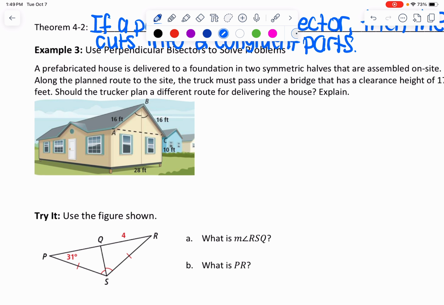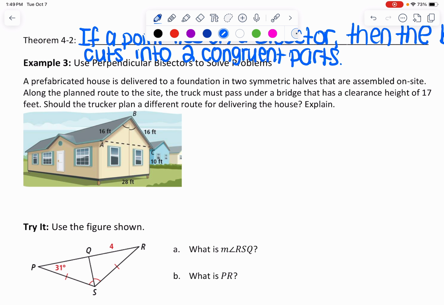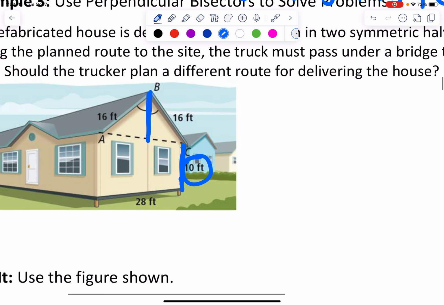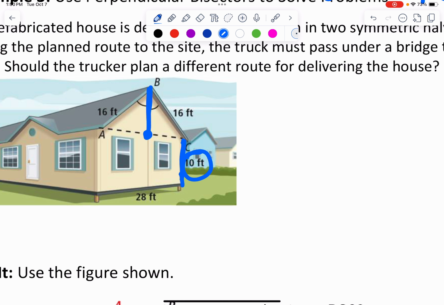Okay, so here's what we need to think about. It has to have a clearance height of 17 feet. In other words, this bottom part right here is 10. We need to figure out this length up here because it has to clear it. Okay, what I know is that there's this point that lies on the bisector. I know this bottom part is 28, so this part right up here is half of 28, which would be 14. I know that this length over here is 16.